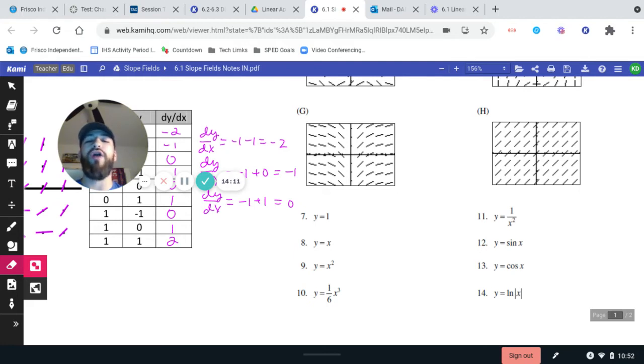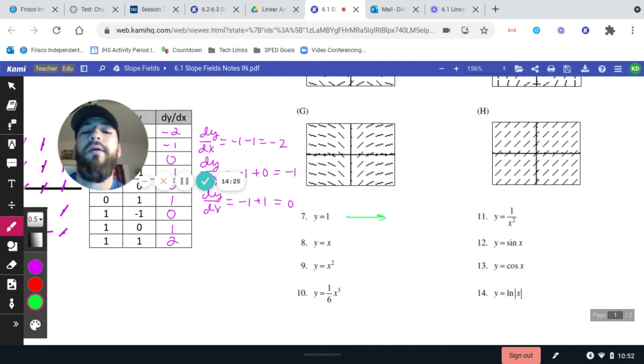So this is where your knowledge of graphs is going to be your best friend. So before we even start, I'm just going to come down here and say what all of these graphs should look like. So y equals 1, that is a horizontal line that goes through the value of 1. That one's easy. Okay, y equals x. That's our parent function for a line. Nice and easy. Slope of 1. Y equals x squared. That is our parent function for a parabola. It's positive because it's positive x squared. Y equals 1/6 x cubed. That's not our parent function for a cubic, but it is a cubic function, so it's got that nice little x curved shape.